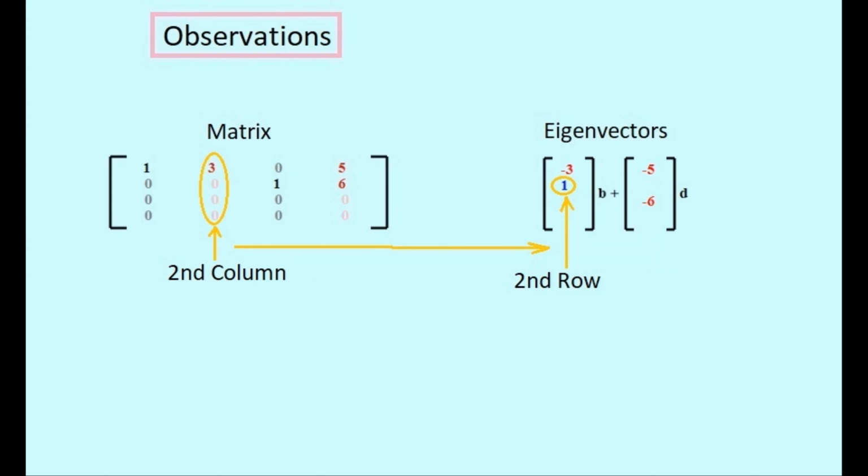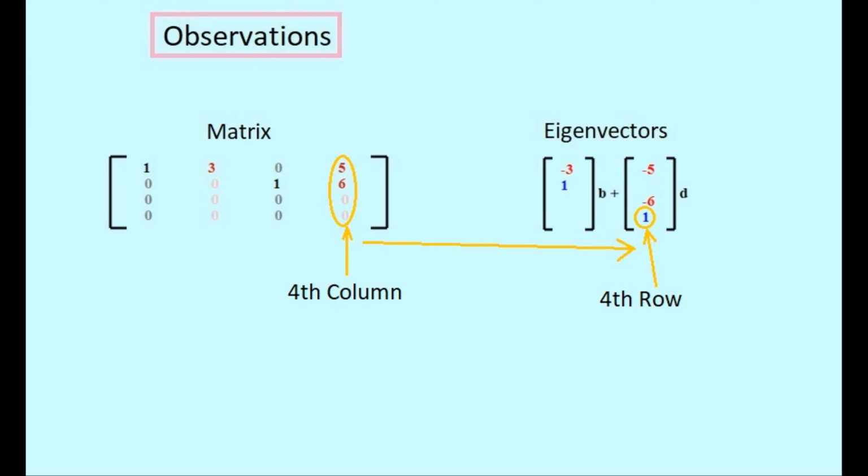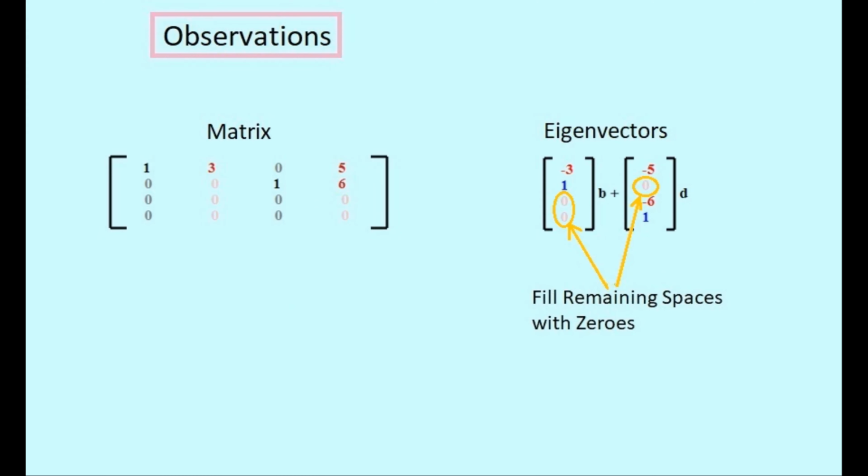And so we got information for the first eigenvector from the second column. So a 1 gets put into this second row of this eigenvector. And likewise, because information was taken from the fourth column into this eigenvector, a 1 is placed in its fourth row. And then zeros are placed in the remaining positions of these eigenvectors. And so we finished finding them.